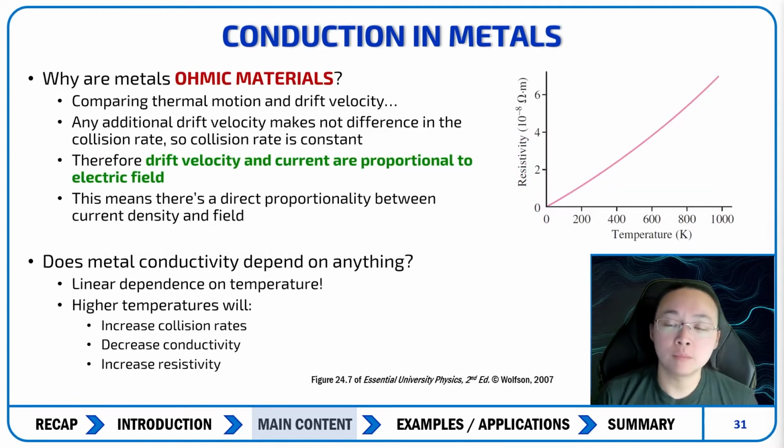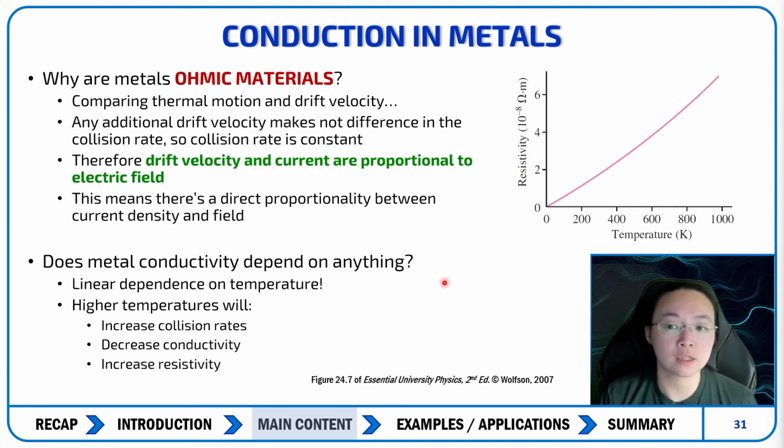So moving forward, let's take a look at ohmic materials. Why are metals considered ohmic materials? We have to do a comparison of thermal motion and drift velocity. So any additional drift velocity makes no difference in the collision rate. The collision rate is always going to be constant. When we take a look at ohmic materials, we have to take a look at the drift velocity and the current and know that they are both proportional to the electric field.